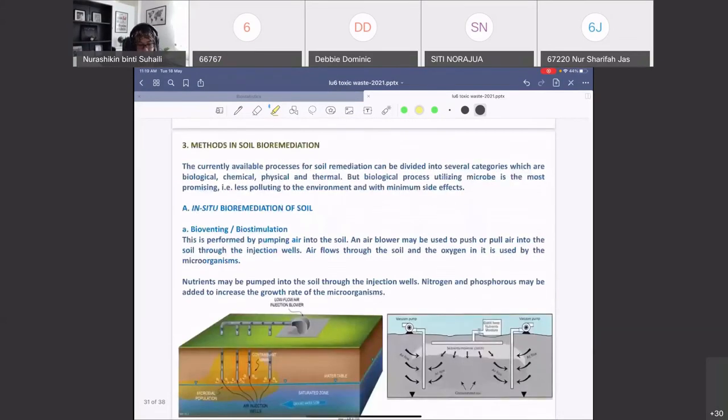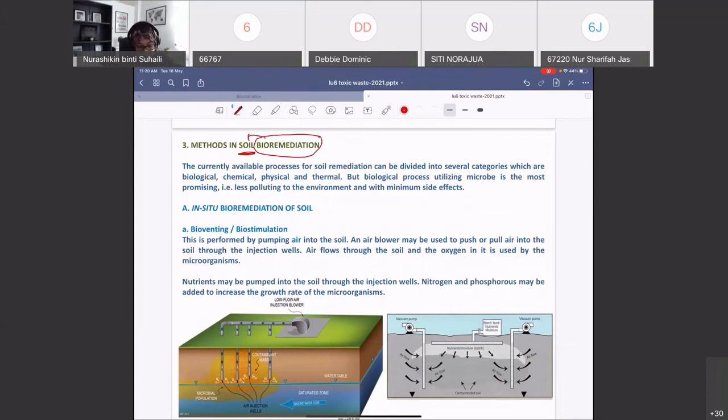The methods in soil bioremediation. Okay, so now we have a look at bioremediation for soil. Okay, so bioremediation doesn't only occur on the ground. Yeah, it can also be conducted for polluted water in the sea or in the river. Yeah? So here it's just an example. So don't restrict your understanding to just saying that bioremediation is only for soil. Okay, so this is just an example.